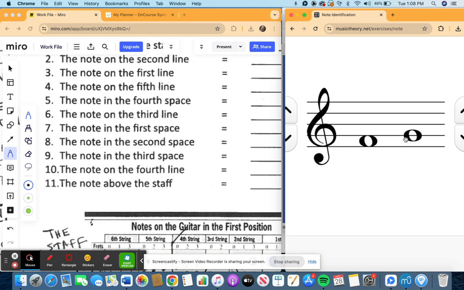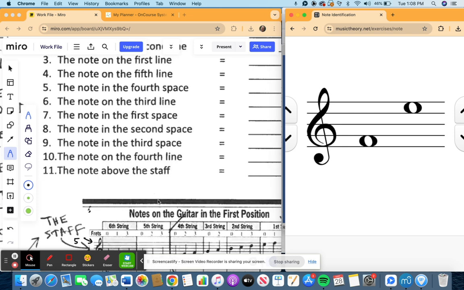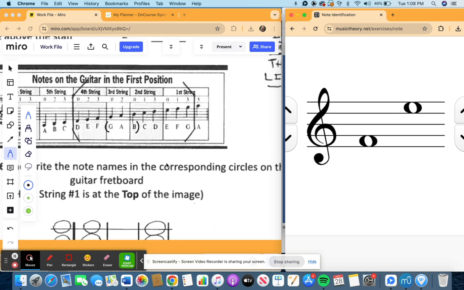Now it's on the second line. Now it's in the second space. Now it's on the third line. Now it's in the third space. But we want the note in the fourth space. Now it's on the fourth line. Now it's in the fourth space. So that's what it looks like. Let's go back to our chart. Zoom in a little bit.